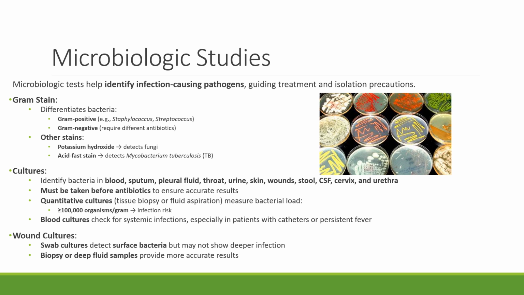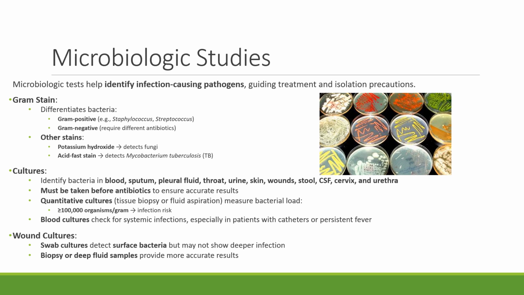Other stains include potassium hydroxide, which can detect fungi, or acid-fast stain, which can detect Mycobacterium tuberculosis, also known as TB. Cultures identify bacteria in blood, sputum, pleural fluid, the throat, urine, skin, wounds, stool, cerebrospinal fluid, the cervix, and the urethra. They must be taken before antibiotics to ensure accurate results.